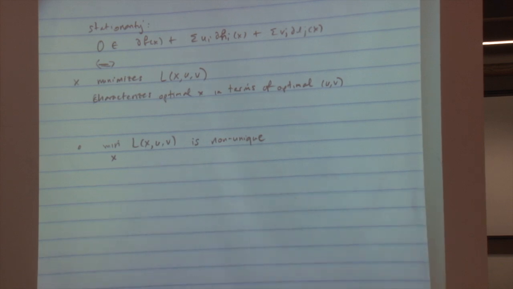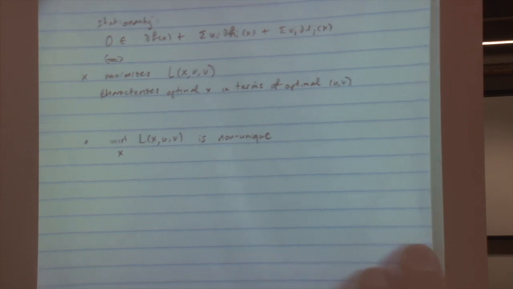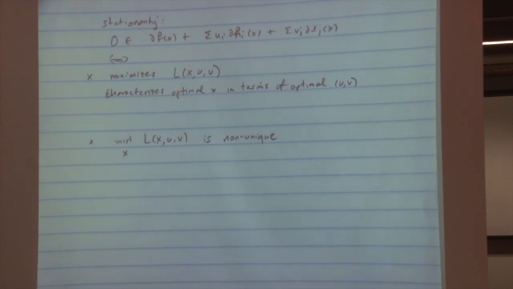Let me ask you guys a thought experiment. If I told you a convex problem had a non-unique solution, how many solutions must it have?